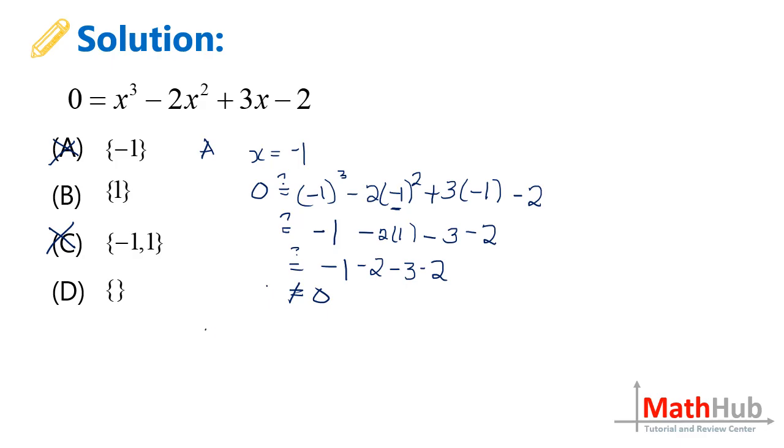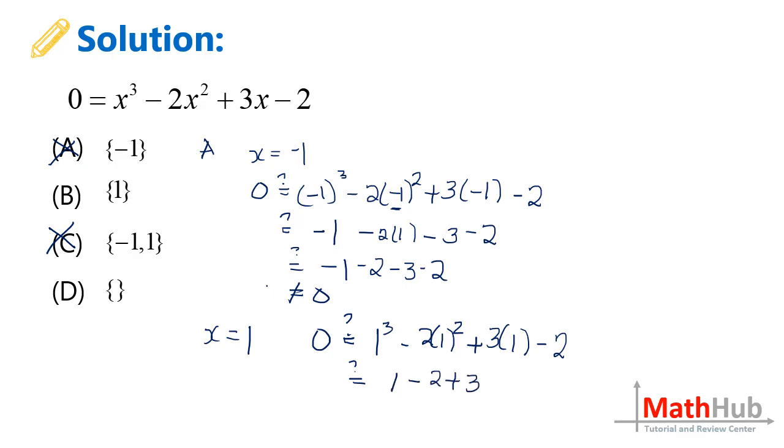So let's now try x equals 1. When we substitute it, 0, is that equal to 1 cubed minus 2 times 1 squared plus 3 times 1 minus 2? So we get 1 minus 2 plus 3 minus 2. So we have 1 minus 2, -1 plus 3 is 2, minus 2. So we really get 0. So the answer is letter B.